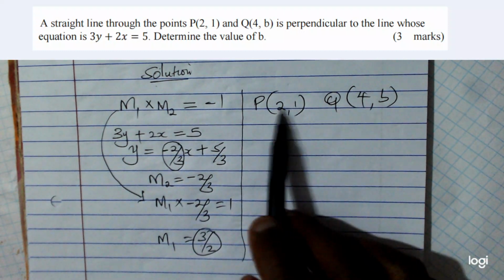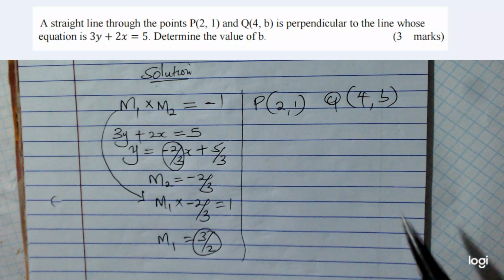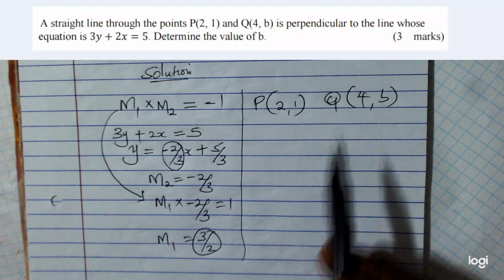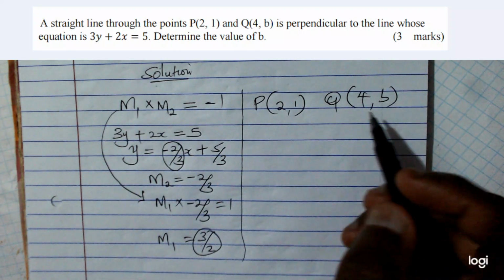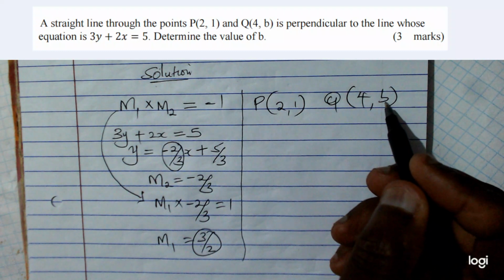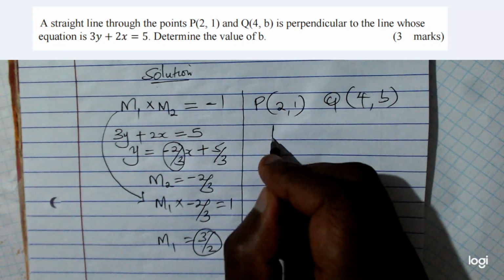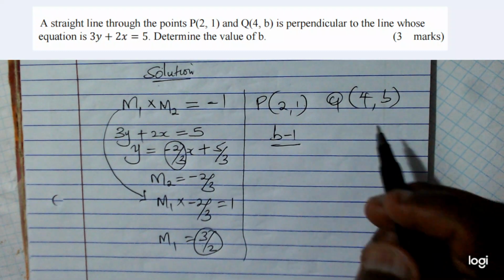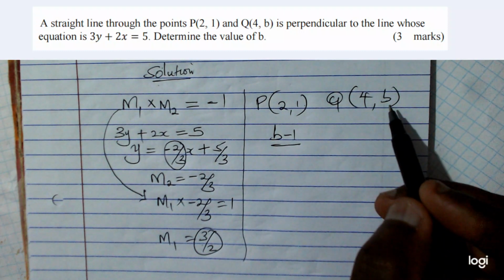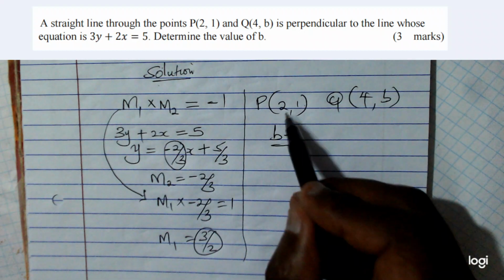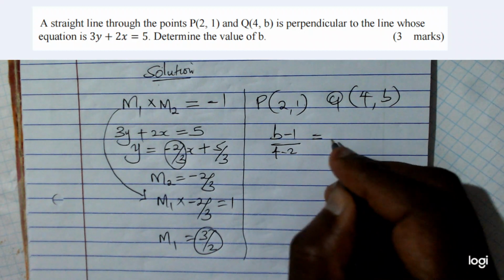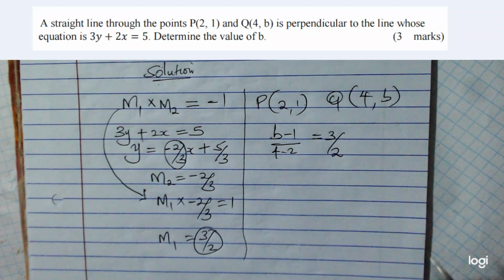So we already know the gradient of this line, which is m1, which is 3/2. And having these two points, we can calculate the gradient. So let us calculate the gradient of this line PQ, of which we know the gradient is 3/2. So how do we get the gradient? Change in y over change in x. So change in y is b minus 1, divided by change in x, which is 4 minus 2. And 4 minus 2 is 2. So this will give 3/2. So that is how we get the gradient.